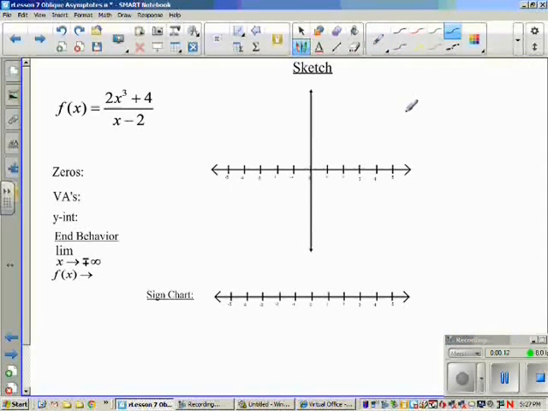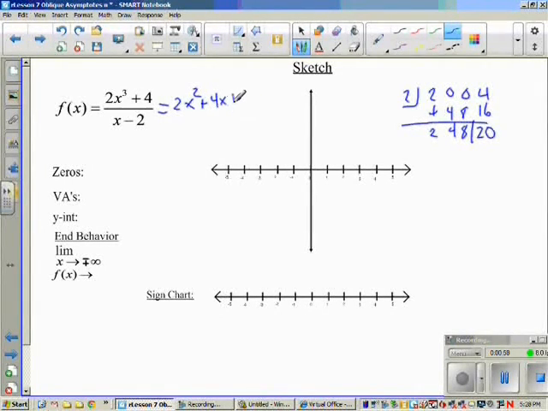We're going to start with synthetic division, 0 in the denominator of 2, and then 2x cubed, 0x squared, 0x, and a 4. Bring down the 2. 0 plus 4, 2 times 4, 0 plus 8, and then 16. So our remainder here is 20. And now we can rewrite this function as 2x squared plus 4x plus 8 plus our remainder function, 20 over x minus 2.